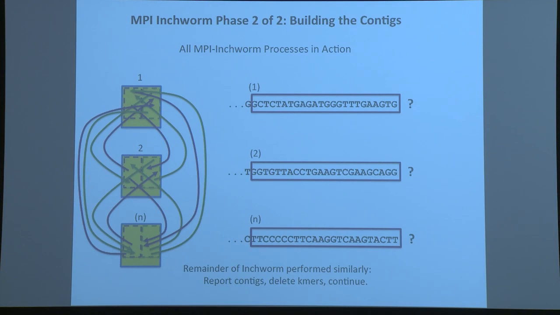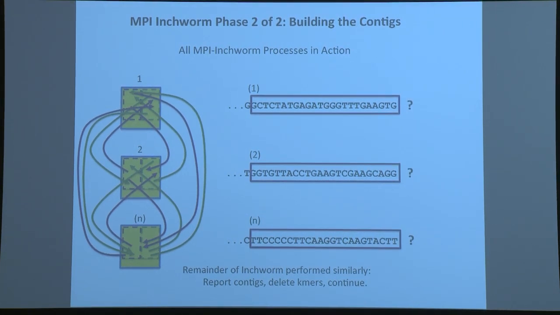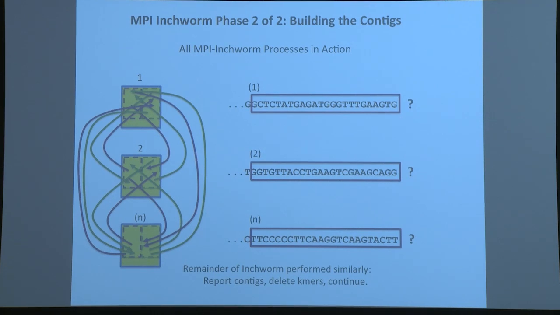And the rest of the process is the same too. So after process 1 reports its config, it's then going to send delete messages to remove the K-mers, not only from its local store, but from the other stores that contain that K-mer, and they all continue until they run out of K-mers.